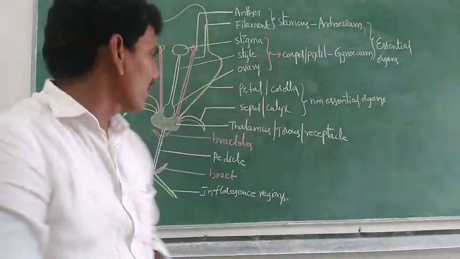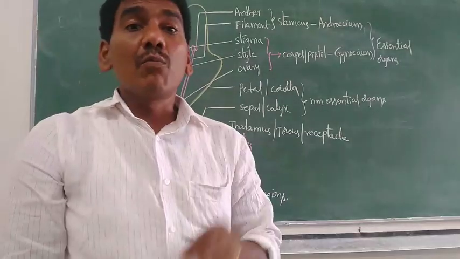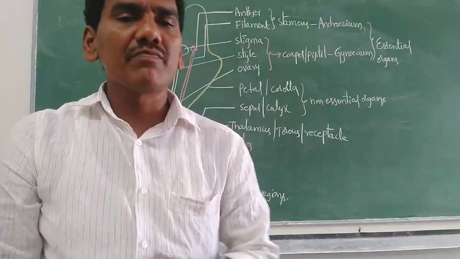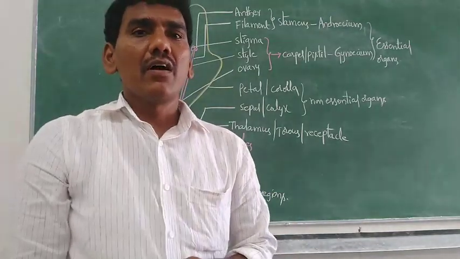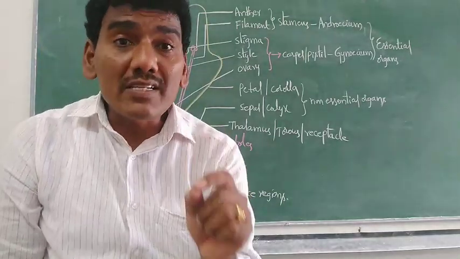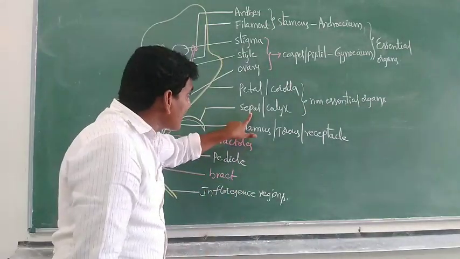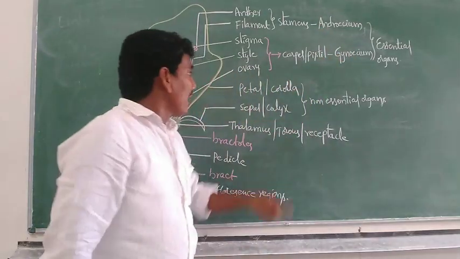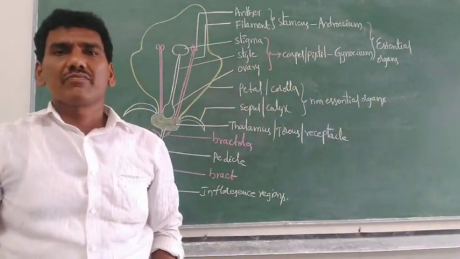Here, flower is a modified shoot meant for sexual reproduction. A typical flower consists of four whorls of modified leaves such as calyx, corolla, androecium, gynoecium.